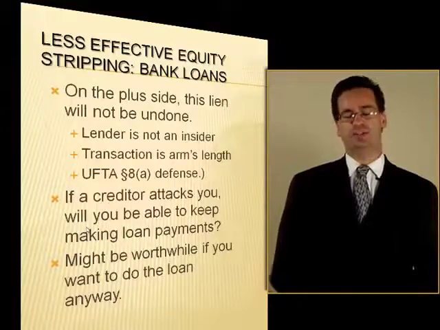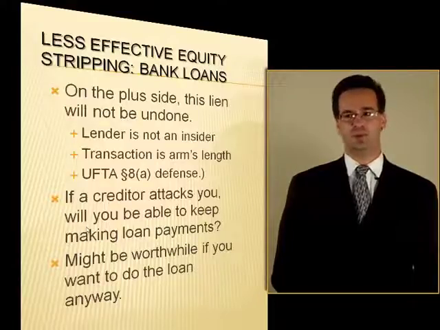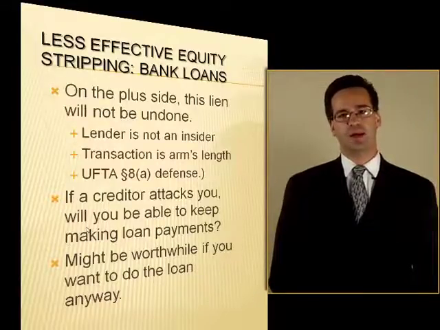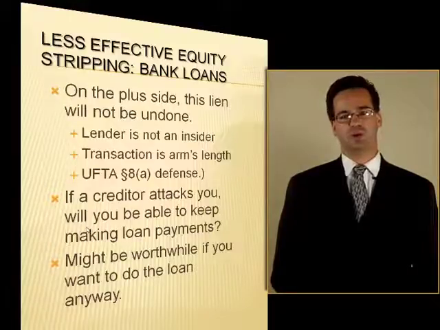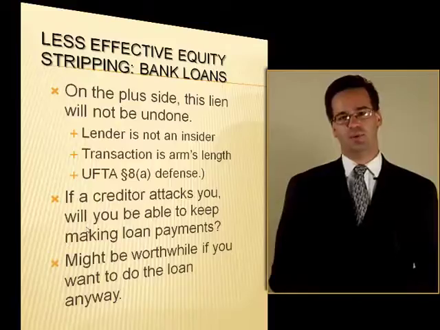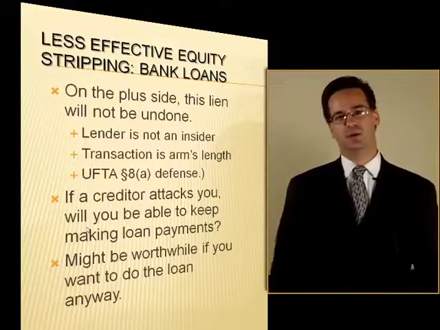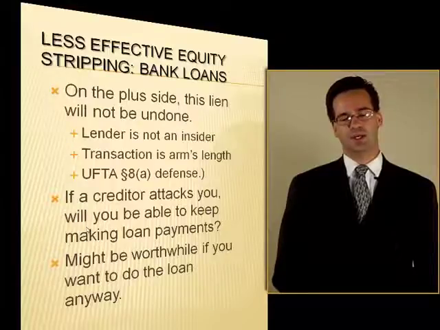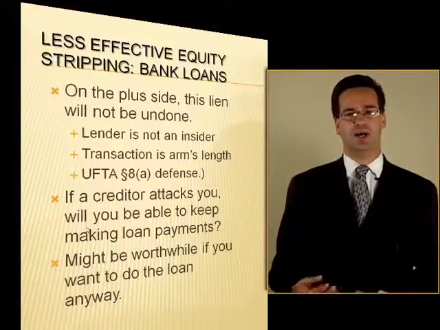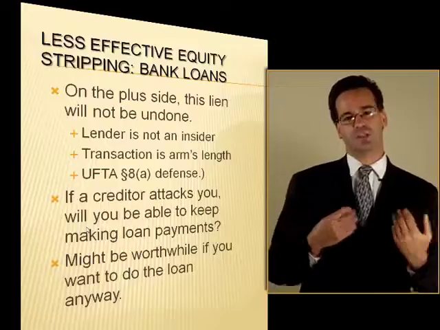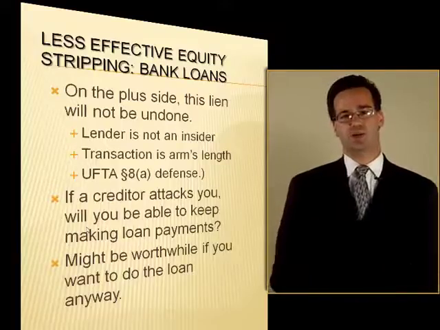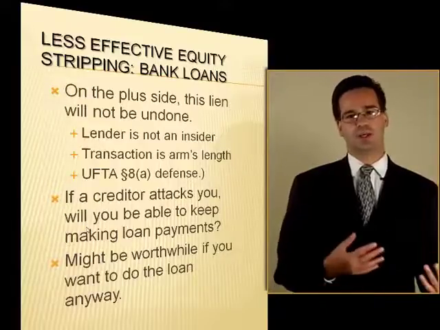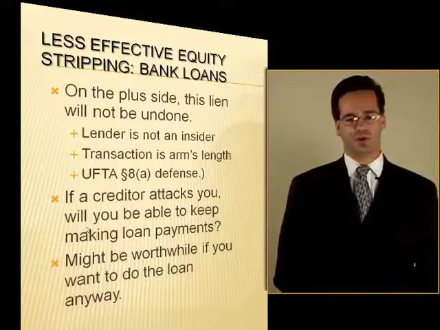There's something called the UFTA Section 8A defense, which means even if you took out a loan intentionally to protect that asset from a creditor, there's a third party involved that would be harmed if you undid that lien. The bank would be harmed if that lien was undone and the creditor was able to take the home. So that lien's not going to be undone. Section 8A of the UFTA says even if you do this to protect that asset against other creditors, even with fraudulent intent, we're not going to undo that because you'll harm this third party. It's called the good faith transferee defense.